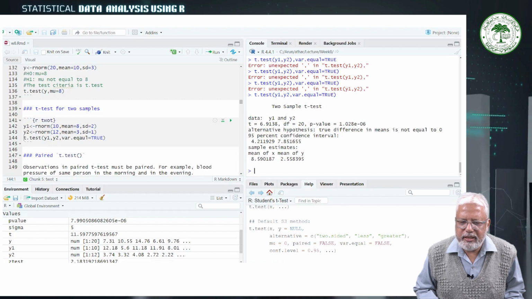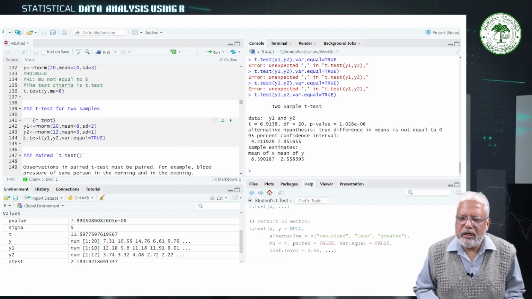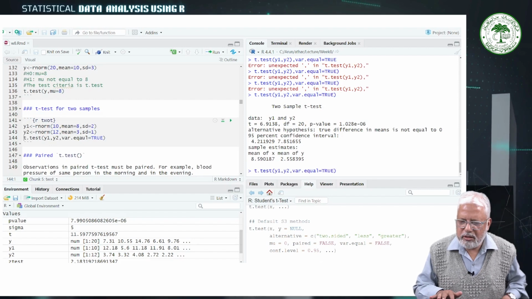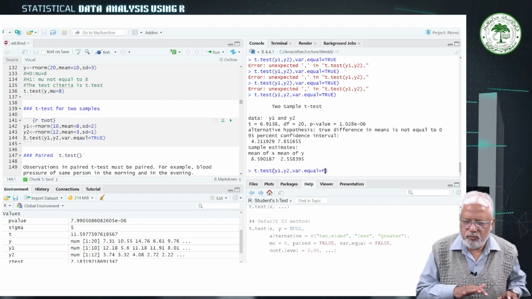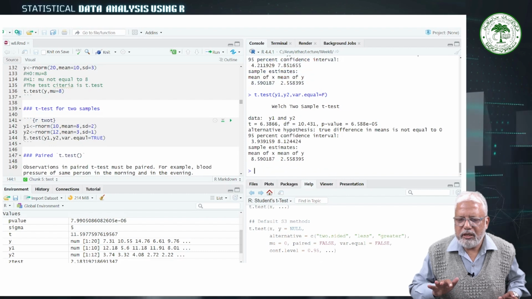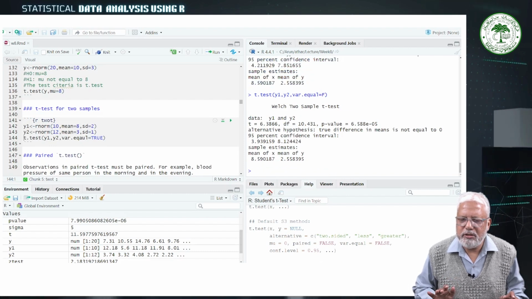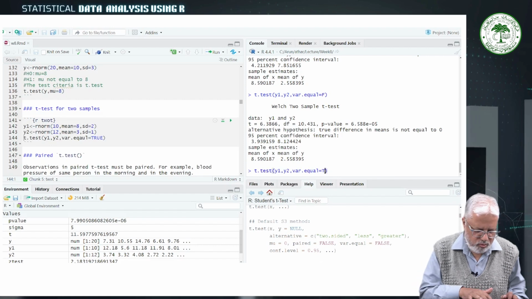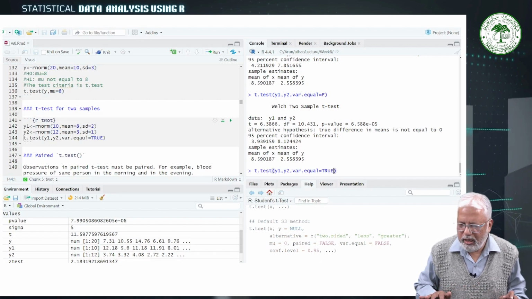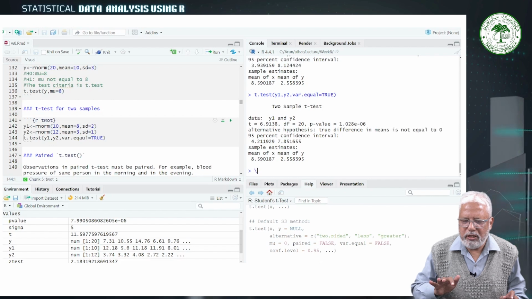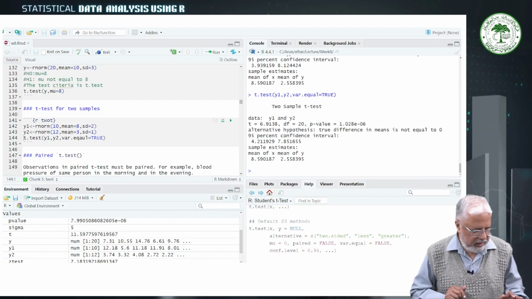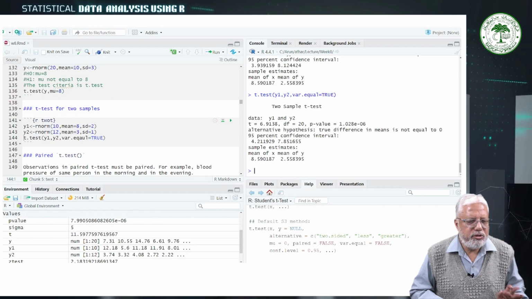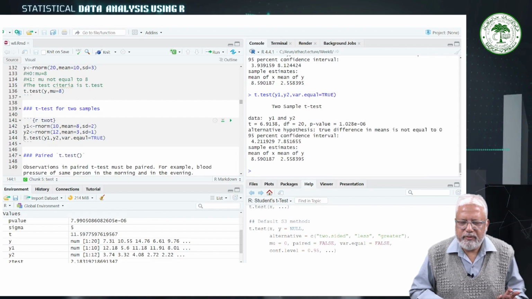And the conclusion is the same, but here the assumptions are different. In the t-test, when we write var.equal equal to false, it gives the Welch test, an approximate t-test. Here the degrees of freedom is 10.43. And when we write this equal to true, or capital T only, it gives the exact t-test. So this is the difference between the exact t-test and the Welch test.